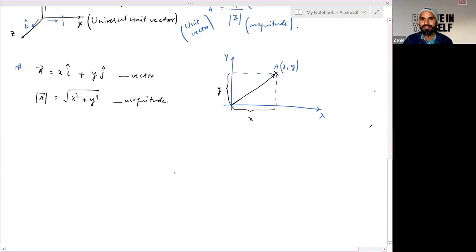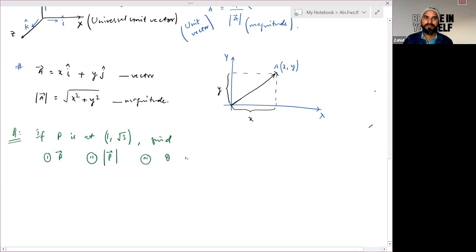Likewise, related to direction, I'm giving you one example. If P is at (1, √3), find first the vector P, second the mod of vector P, third theta with respect to the x-axis. Try to find everything using the above concept.